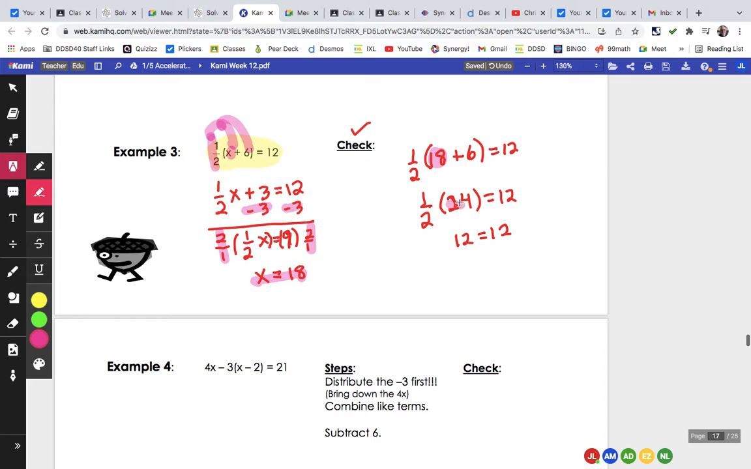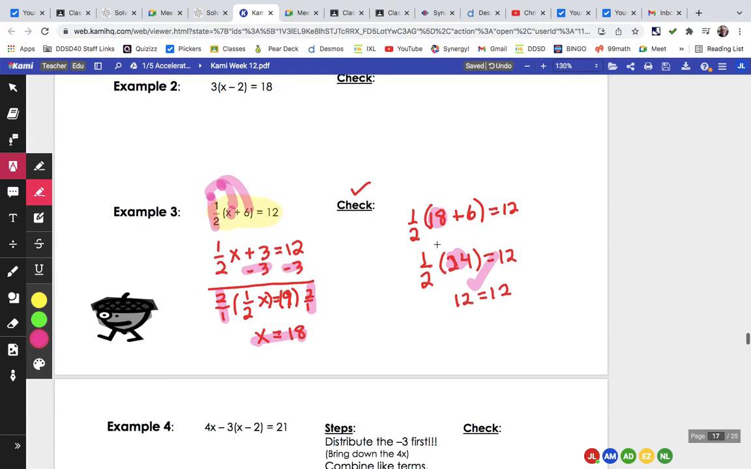18 plus 6 is 24. 1/2 of 24 is 12. So that one checks out. So let's just do another real quick. I'll just make one up real here.